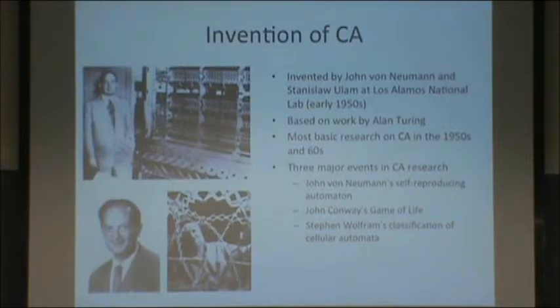And there are three major events that marked the development of cellular automata. First, John von Neumann's self-reproducing automaton that we're going to talk about. And then the fun part, John Conway's Game of Life that we are going to play together. And then Stephen Wolfram, the creator of Mathematica. It's hard to not have heard about him. He classified cellular automata and probably initiated the more detailed, serious research of cellular automata and many others.